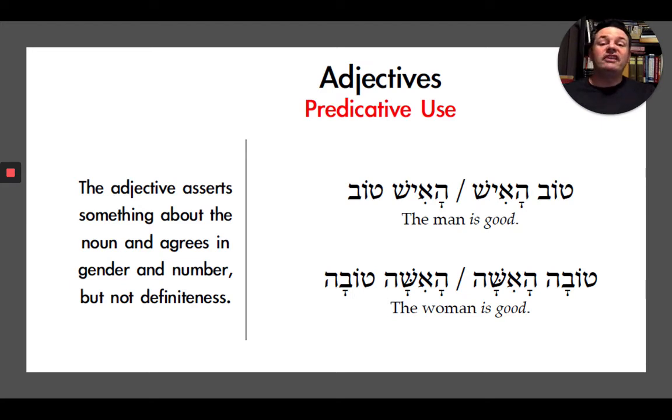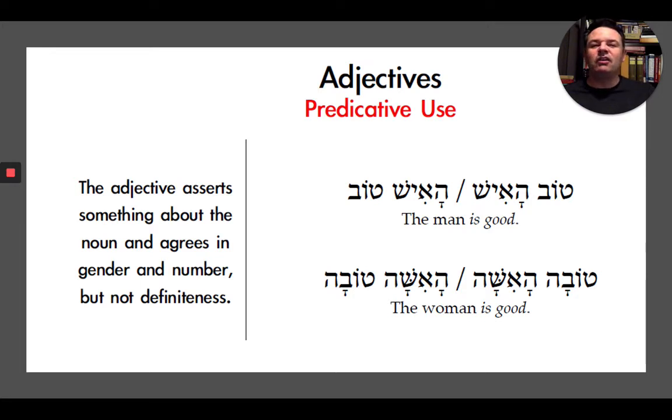And you could actually say this in two different ways. You could either have the adjective in the first position or in the second position here. So Tov, good, Ha'ish, the man. So good is the man, or you'd translate it in English as the man is good. And then Ha'ish Tov, the man, good.